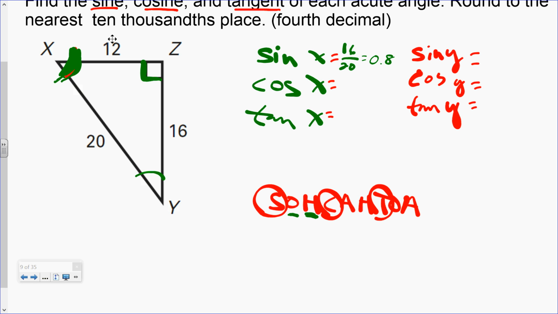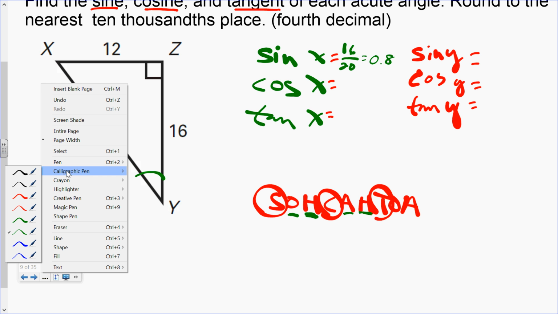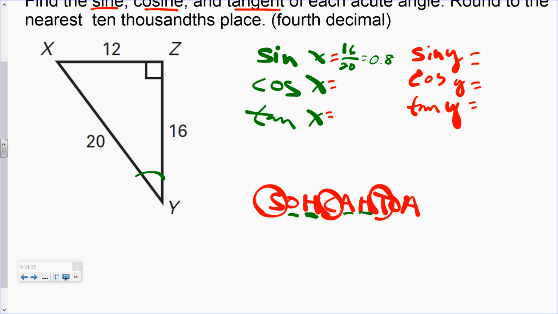Let's go on to cosine now. Cosine is adjacent over hypotenuse. Adjacent to x. Remember, adjacent means touching. Nice. So here's x. This side's touching, so it's 12 over the hypotenuse, which is 20. 12 divided by 20, someone with a calc.